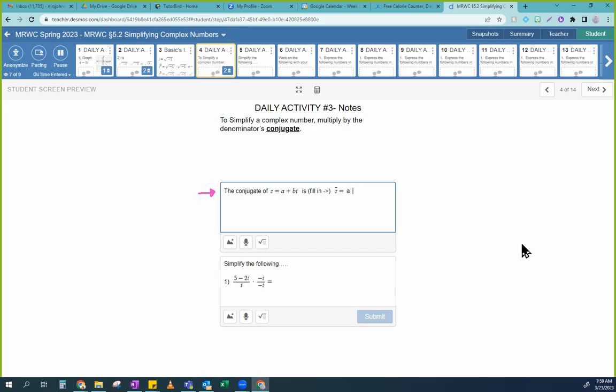So I'm going to keep a here. I'm going to keep bi here. Okay. And then here, instead of this plus, I'm going to change this to a minus. Okay. And that's how you find the conjugate. So again, the way you find the conjugate is you keep the terms and change the operation between them.